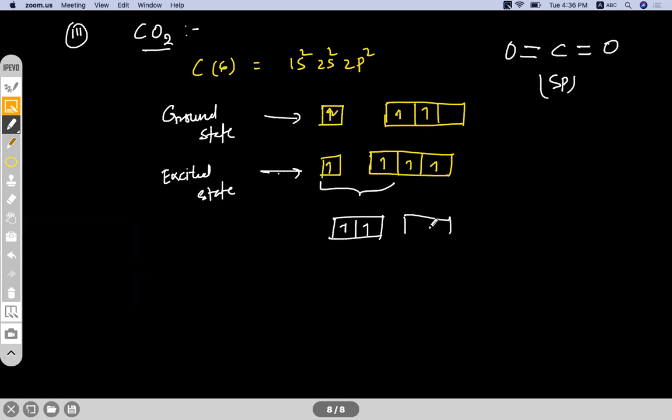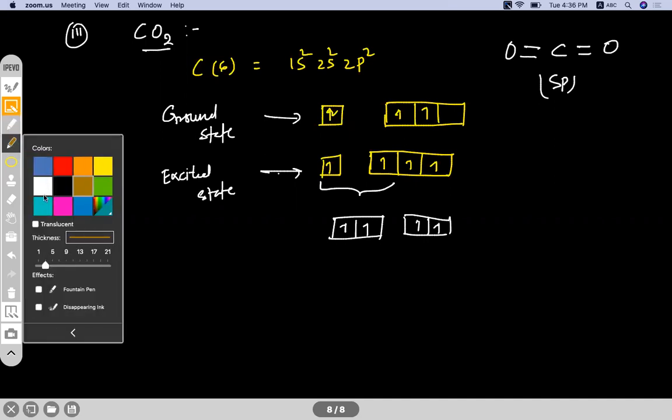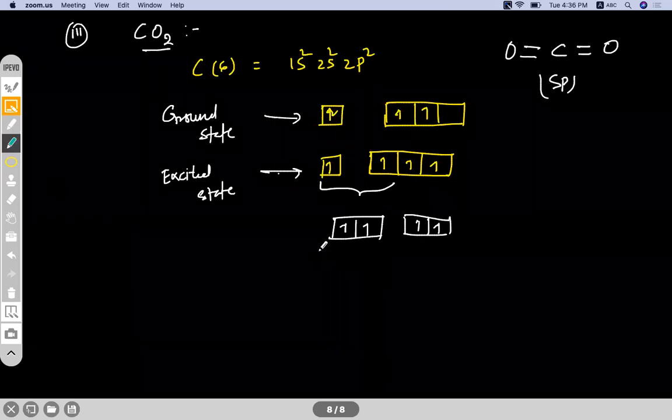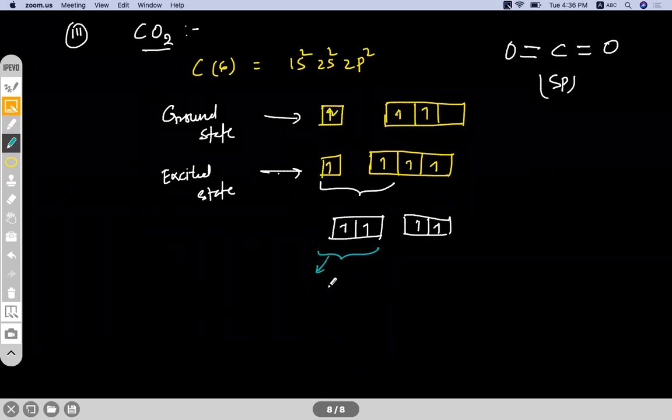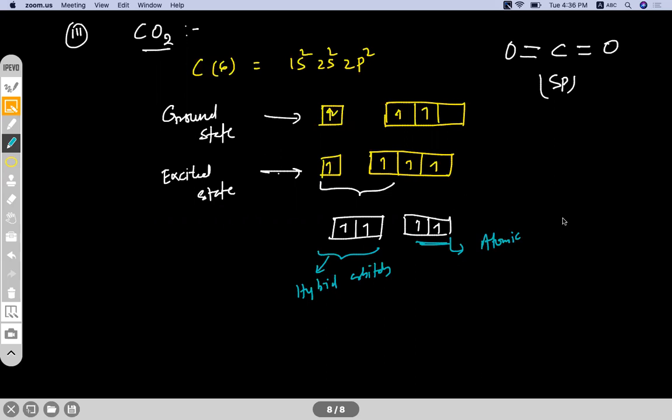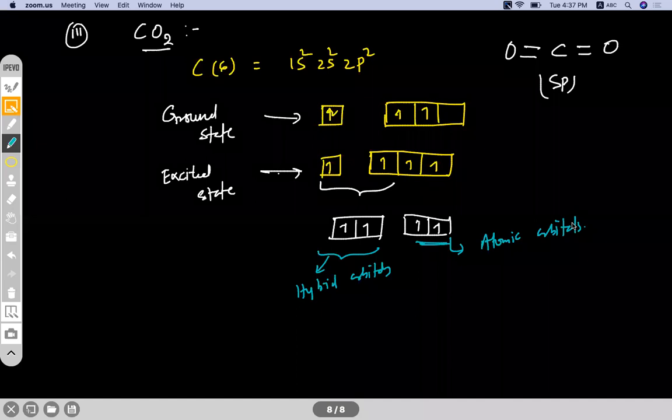2 hybrid orbitals with 2 electrons, and the 2 atomic orbitals are this. So you see, these are the hybrid orbitals, and these 2 are the atomic orbitals. So two pi bonds we need to form here. The two atomic orbitals must be there, unhybridized, for the carbon atom.